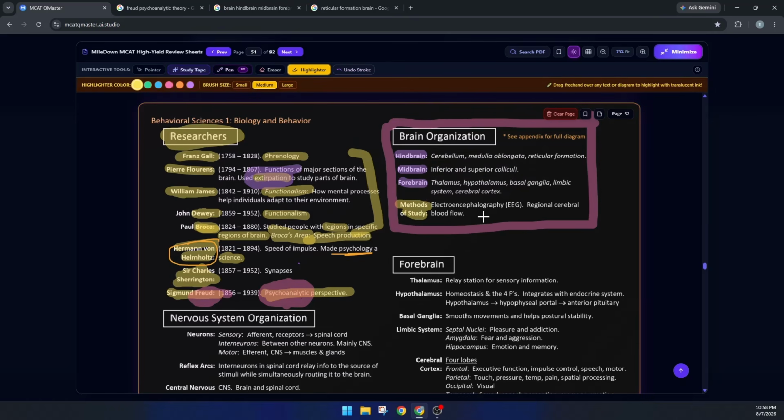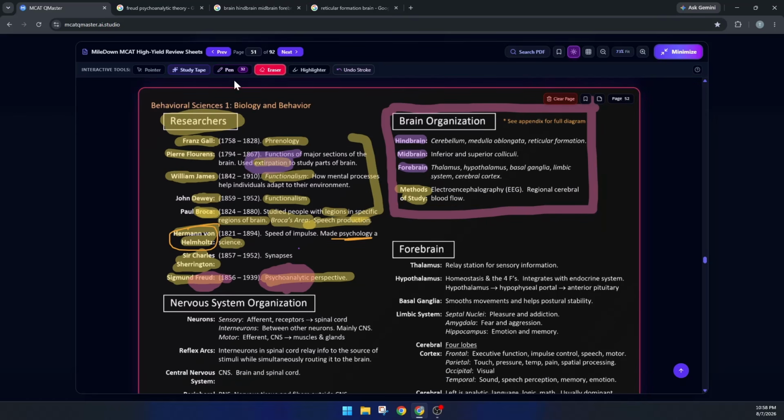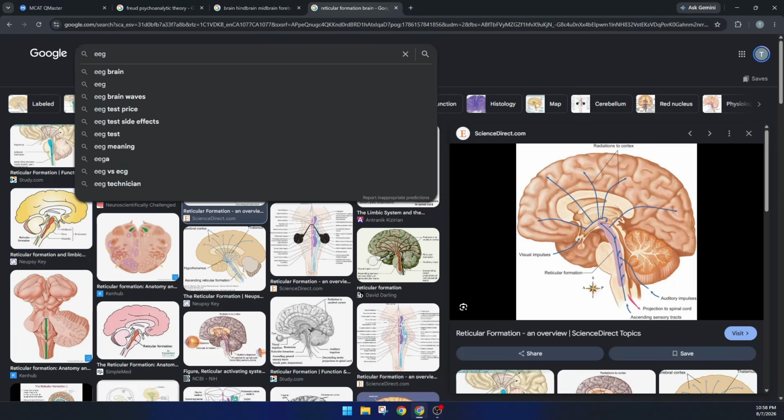Methods to study the brain. This is actually a small list. It's just EEG and regional cerebral blood flow. I don't know why there are only 2 methods listed on here, but EEG.